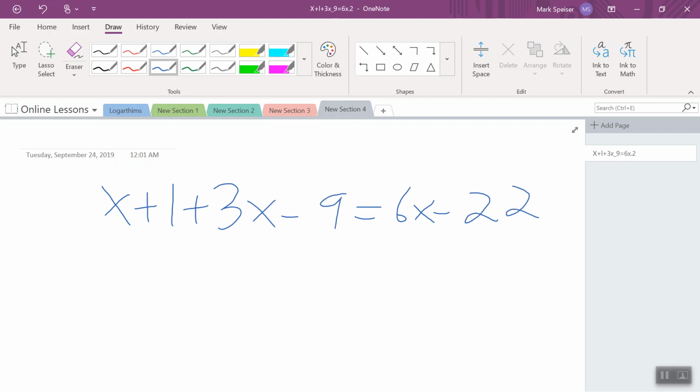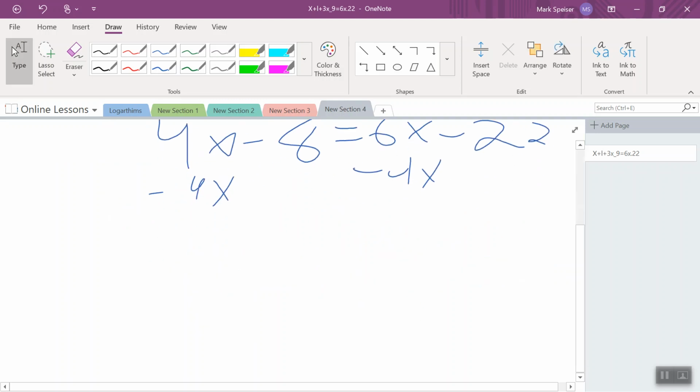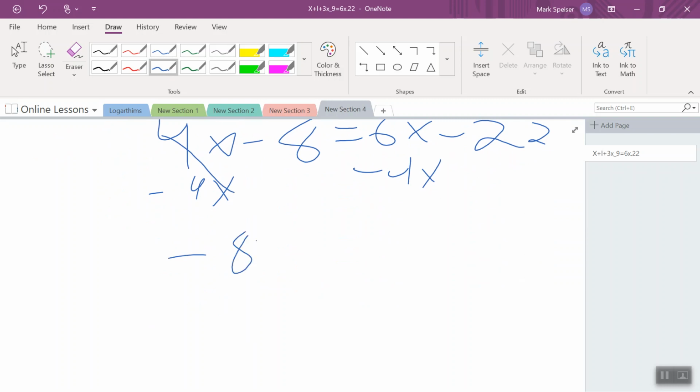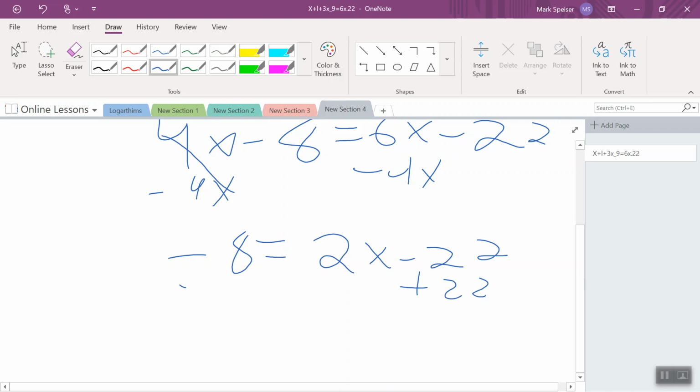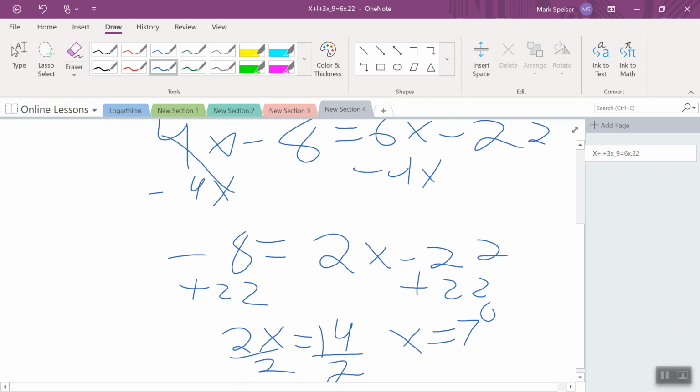Be very careful if your algebra skills are weak. So 4x minus 8 equals 6x minus 22, minus 4x on both sides. Negative 8 equals 2x minus 22. Add 22 on both sides. 2x equals 22 take away 8, which is 14. Divide by 2. X equals 7 degrees.